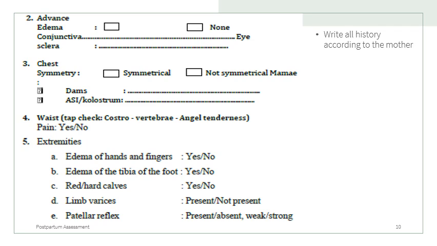We see if there is any pain present on the mother, as well as the extremities. So we check the extremities of the hands and fingers, the extremities of the feet, and also the calves, whether there's a problem there for deep vein thrombosis, and then how's the limb, is there any varicose present, and does she still have patellar reflex after delivery. So that's what we need to assess on the extremities.